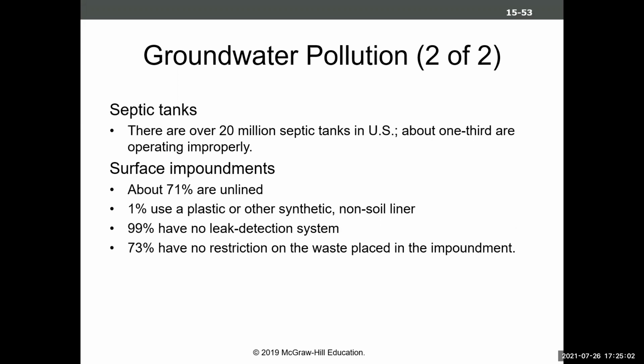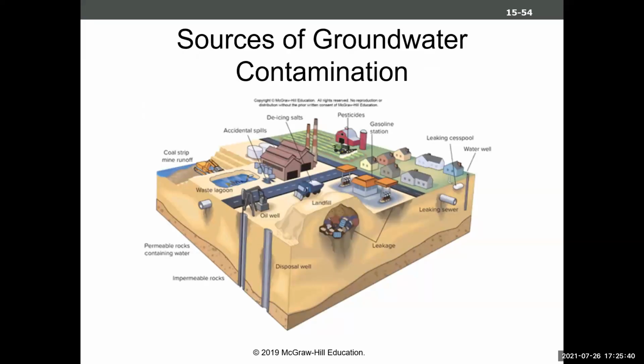Septic tanks can lead to leakage into the groundwater. So there are over 20 million septic tanks in the U.S. About a third of those don't work properly. So that means that sewage is leaking into the groundwater system. Surface impoundments are mostly not lined. And if they are, 1% use a plastic or non-soil liner. 99% can't tell if they have leaks, and 73% don't have a restriction on what wastes are put in the impoundment. So you have a lot of leakage that can happen into the groundwater, right?